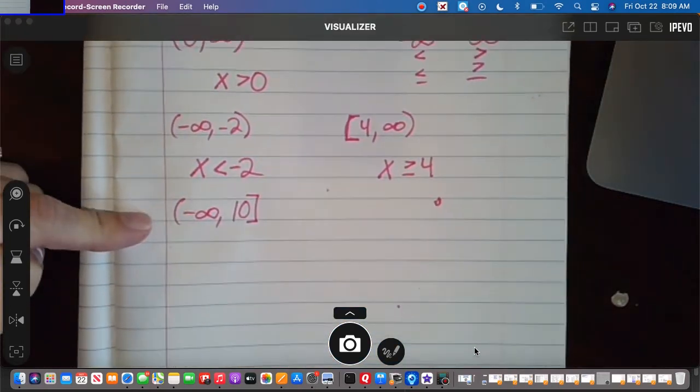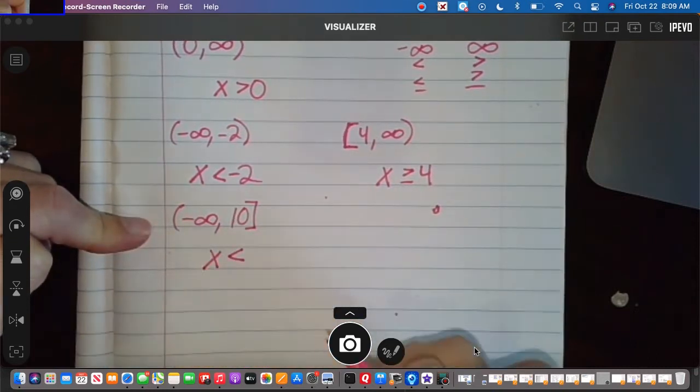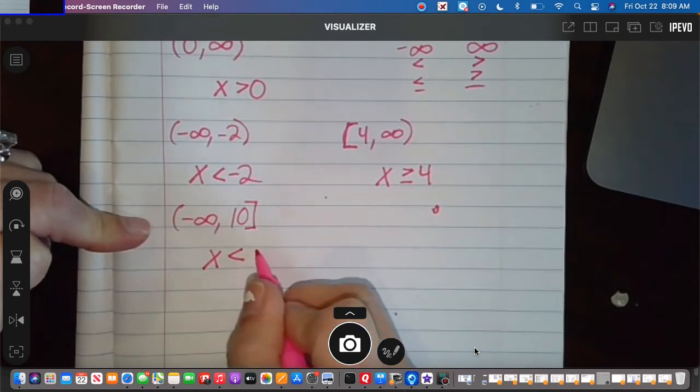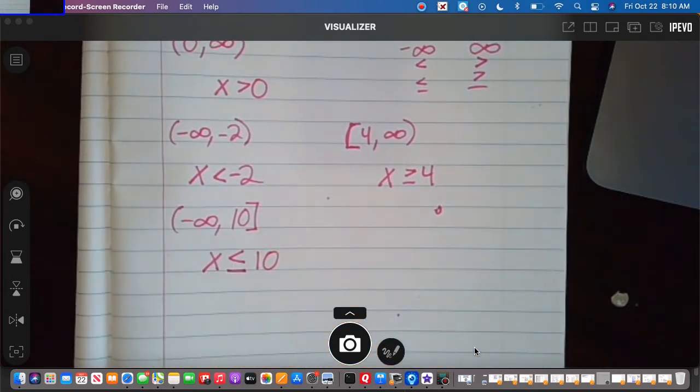Since it's negative infinity, what sign do I use? The less than. So x is less than what number? 10. But I have a bracket, so I need to include the equal sign part.